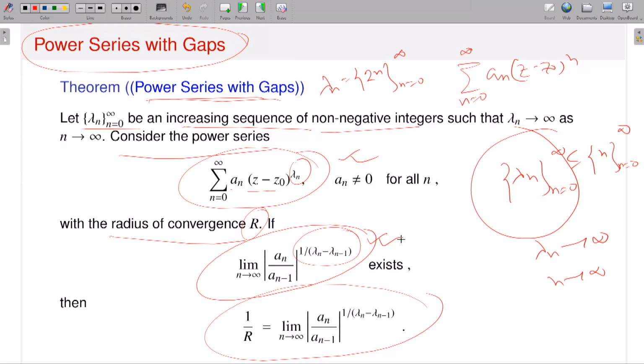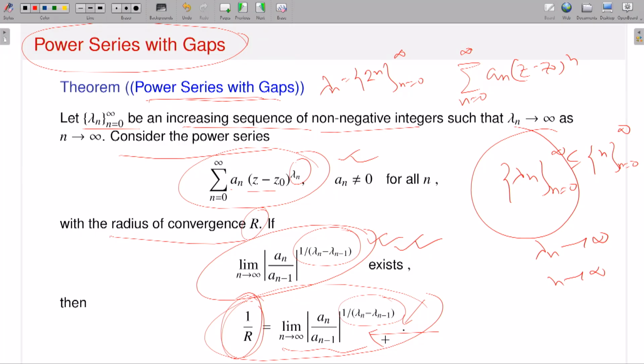It says that suppose this limit exists, then your radius of convergence formula is 1 by r exactly equal to this limit. Now you see this limit is a little bit complicated, right? So this is like r equals the limit of the absolute value of a_{n-1} divided by a_n, but you will have some exponent. That is very important. So if I have a power series with gaps, and suppose this limit exists, then you have the formula for the radius of convergence. That means it is the limit of the absolute value of a_n divided by a_{n-1}, then the exponent should be 1 divided by lambda_n minus lambda_{n-1}.